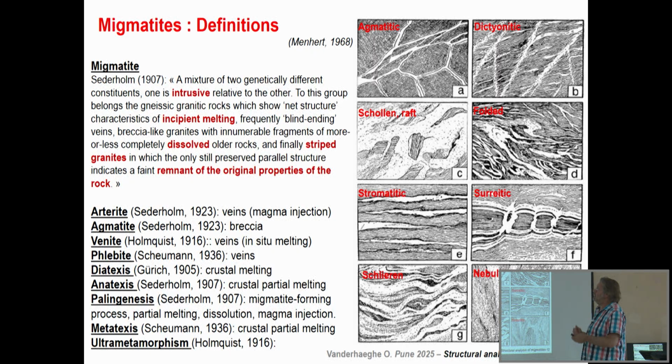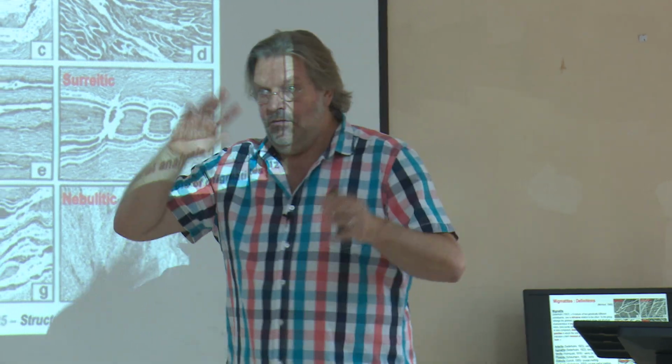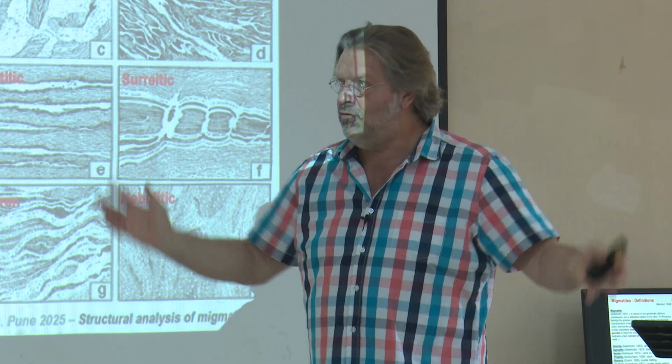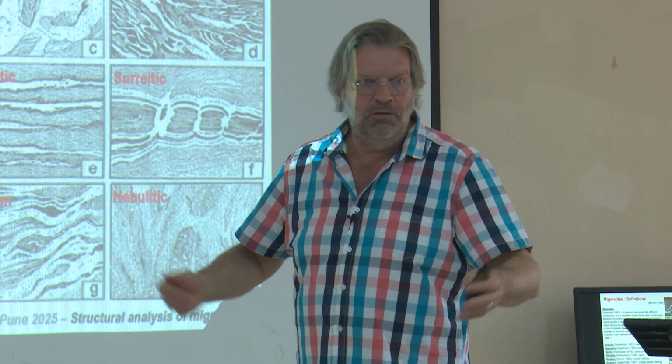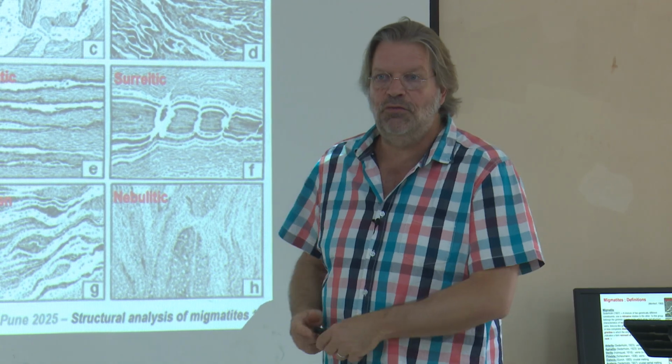One is intrusive relative to the other. To this group belongs the gneissic granitic rocks, which show net structure characteristic of incipient melting, frequently blind-ending veins, breccia-like granites with innumerable fragments of more or less completely dissolved older rocks, and finally stripped granites in which the only still preserved parallel structure indicates a faint remnant of the original properties of the rock. A lot of things, huh? A bin. You don't know where to put the rock, so you try to have a definition that is as wide as possible, then you probably manage to put your rocks into that.